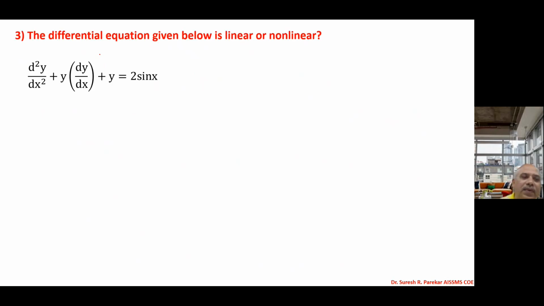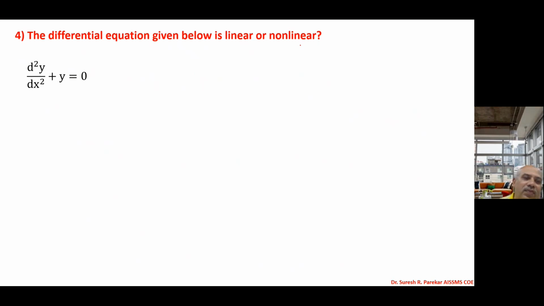Then d2y by dx square. So here also we can see it. We have y into dy by dx. So two terms which relate with the dependent variable. Then we are going to say it is a non-linear differential equation. So we have a non-linear differential equation.